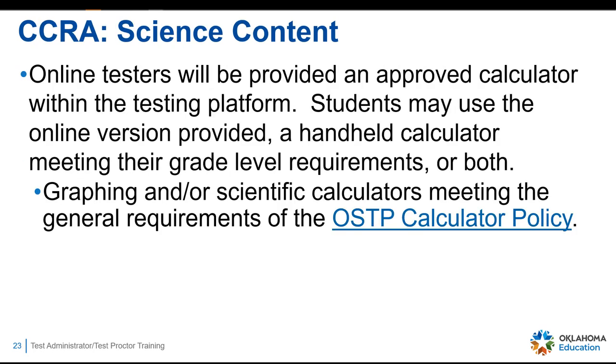CCRA Science Content. Online testers will be provided an approved calculator within the testing platform. Students may use the online version provided, a handheld calculator meeting their grade level requirements, or both. Graphing and/or scientific calculators meeting the general requirements of the OSTP calculator policy.